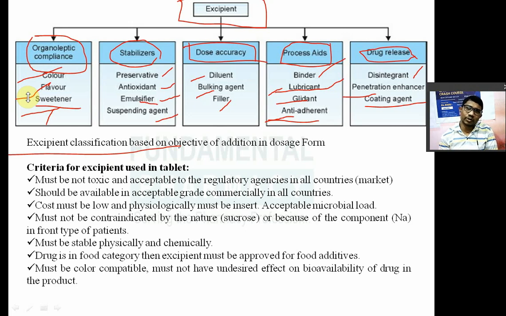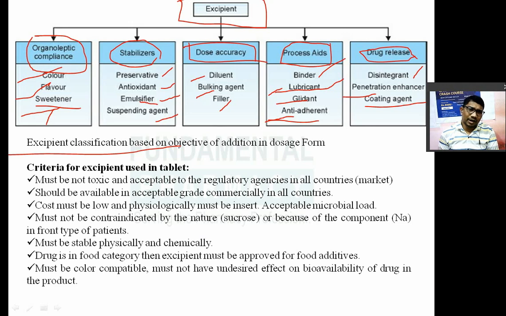Why are we using croscarmellose sodium? Croscarmellose sodium is added because of the disintegration, right? So why are you using an antioxidant? To prevent the oxidation, right? So excipient classification is based upon the objective of addition in the dosage form.